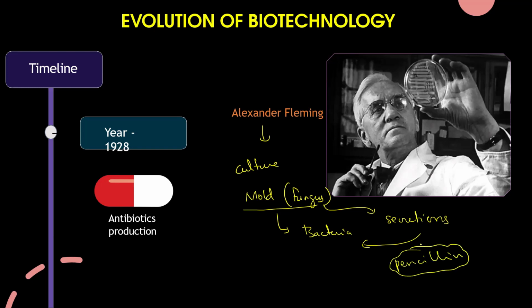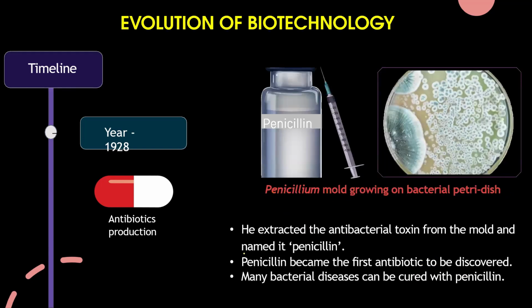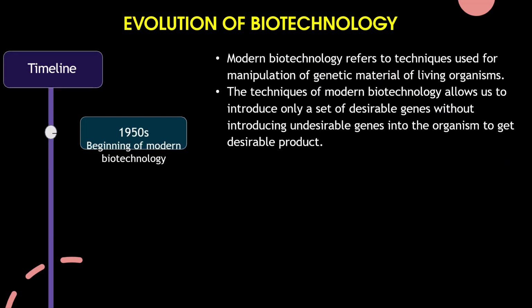So that's the first antibiotic that was discovered. Okay, so what are antibiotics? These are the medications which kill bacteria. They are very helpful for fighting bacterial infections. He extracted the antibacterial toxin from the mold and named it penicillin, and that was the first antibiotic, accidentally discovered. It happened in the year 1928. And who is the scientist who discovered antibiotics? Alexander Fleming.